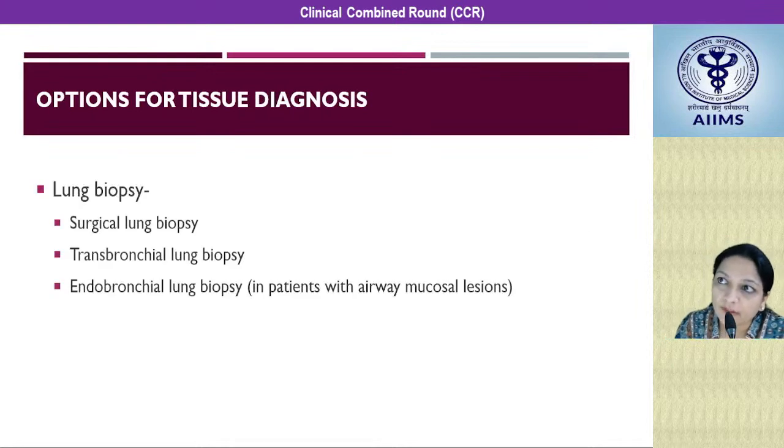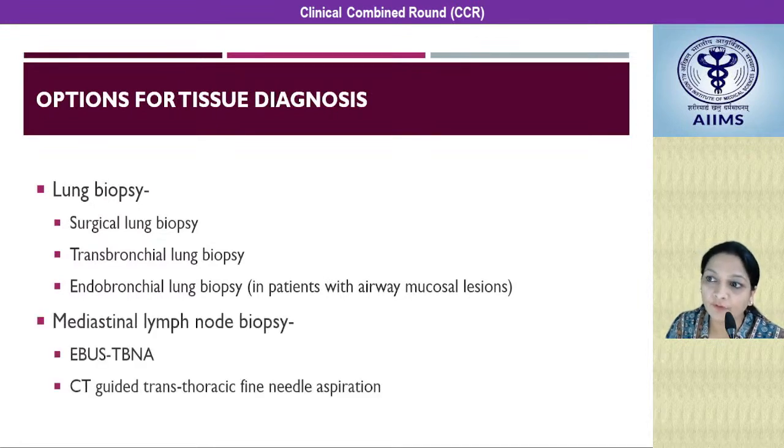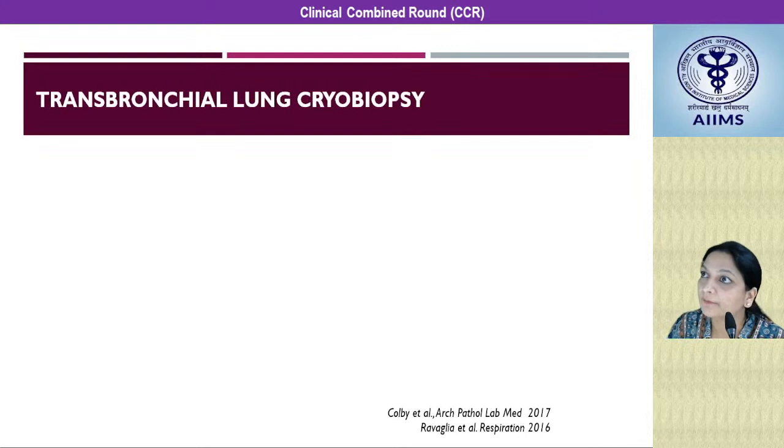So the options for tissue diagnosis for lung biopsy are surgical lung biopsy, transbronchial lung biopsy or endobronchial lung biopsy. And for mediastinal lymph node, we may perform an endobronchial ultrasound transbronchial needle aspiration, or CT guided transthoracic FNA if EBUS-TBNA is not possible.